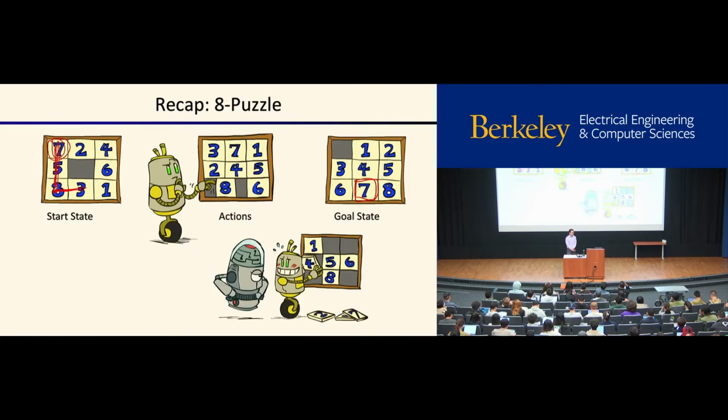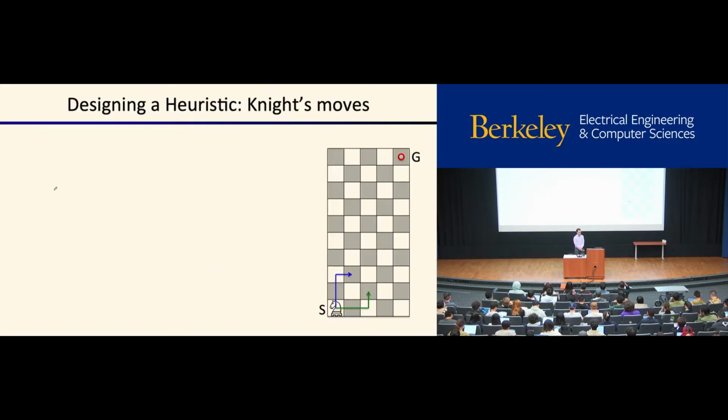Let's play with this a little bit more. I felt like we didn't get enough chance to do that last time. So let's talk about designing a heuristic for this problem where we have a knight in a chessboard and we want to move it from some starting state S to some goal state G, right? And we want to minimize the number of moves it takes the knight to get from S to G.